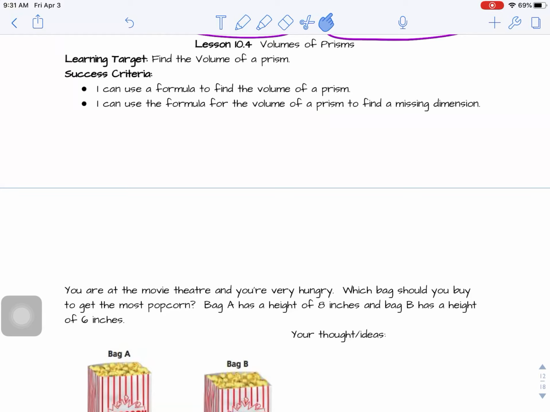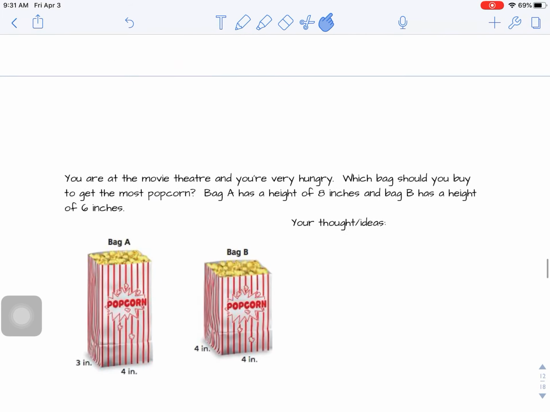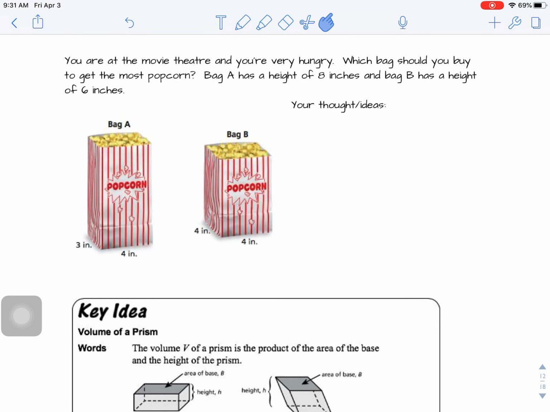Alright guys, today we are going to look at lesson 10.4, volumes of prisms. So today we're going to look at finding volume using the formula, and using the formula of volume to find a missing dimension. We're actually going to jump around the notes a little bit today, because today we're going to focus on rectangular prisms, and then tomorrow we'll look at the triangular prisms, okay? So bear with me here as we jump around.